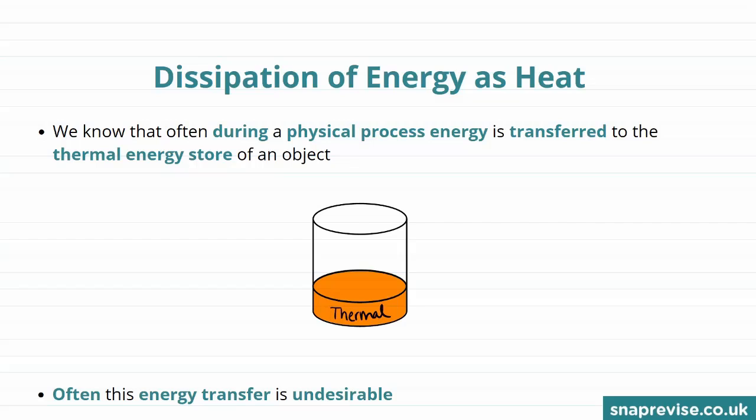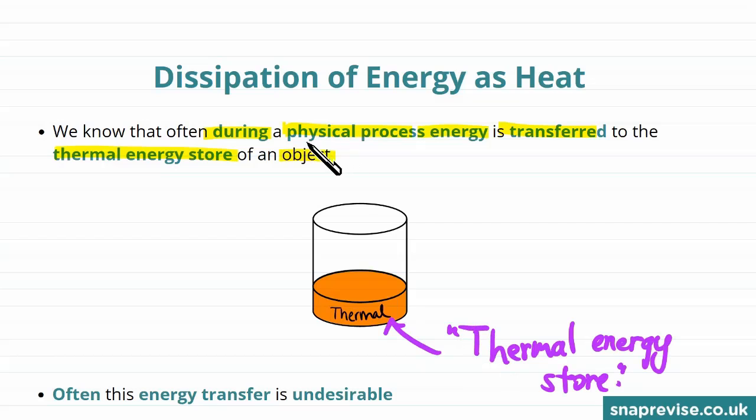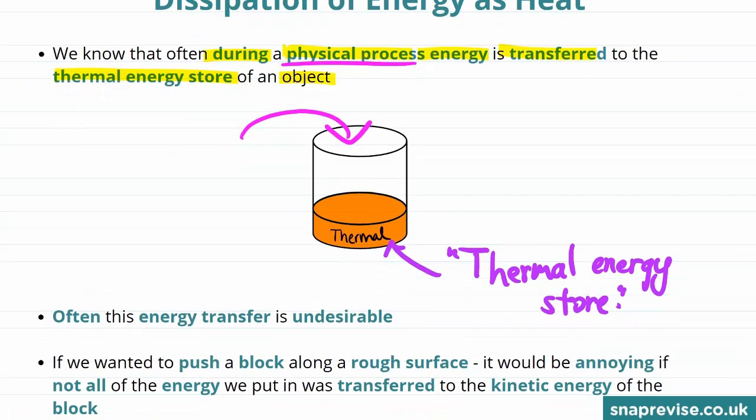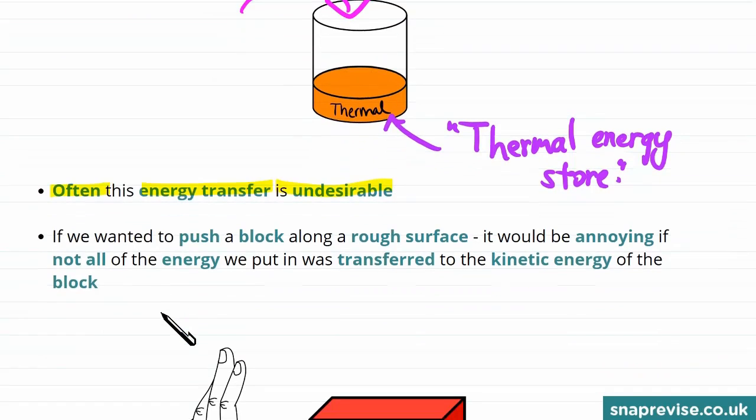In this part of the video, we're going to talk about the often unfortunate dissipation of energy as heat. We know that often during a physical process, energy is transferred to the thermal energy store of an object. So here is our thermal energy store, and during a physical process, energy is transferred into this store. But often this energy transfer is undesirable. Often we don't want the energy that we put into a process to end up as heat. Let's see an example of this.